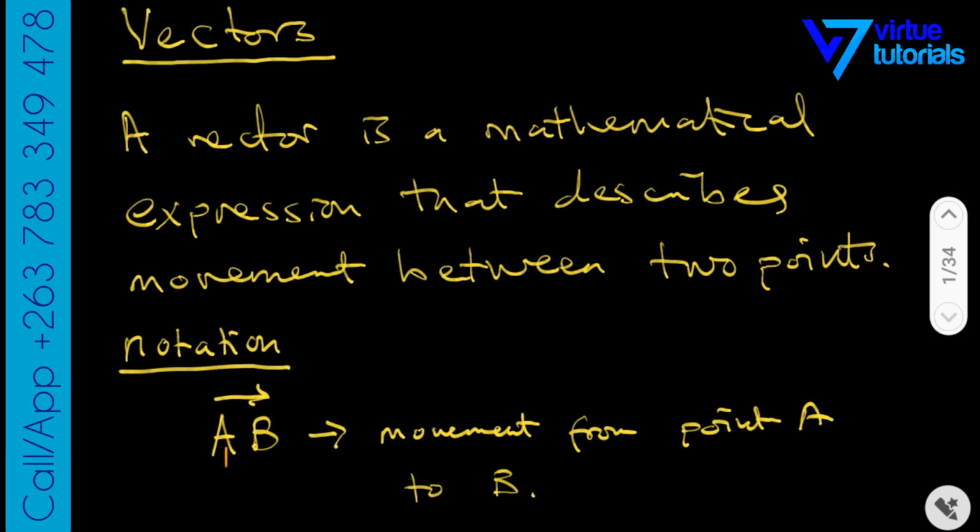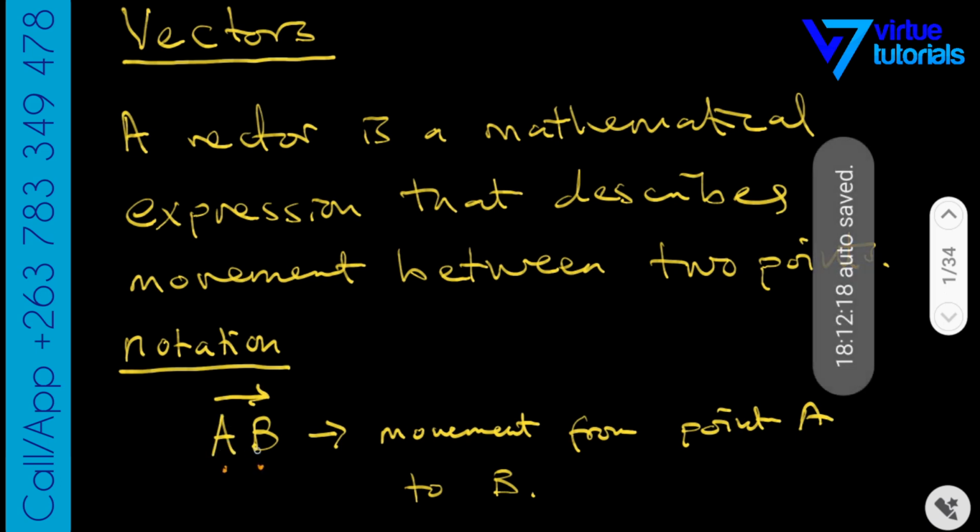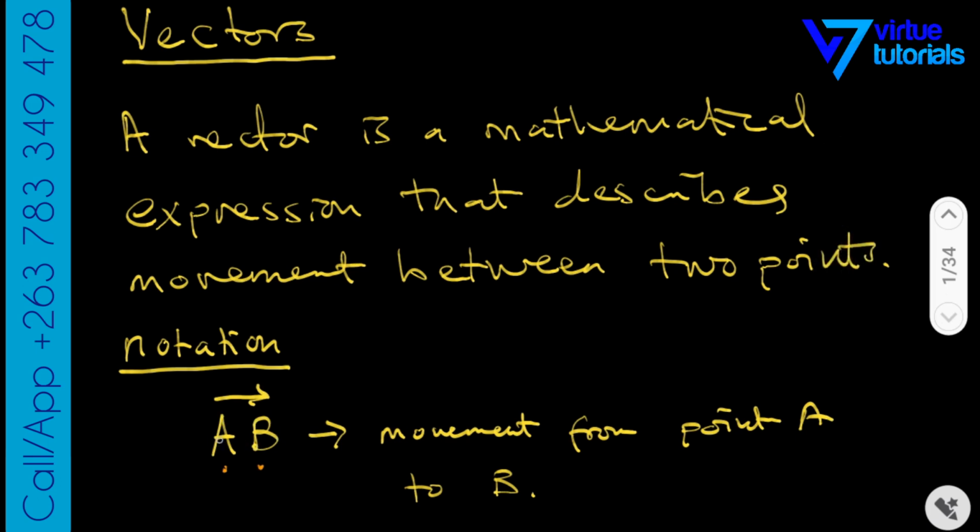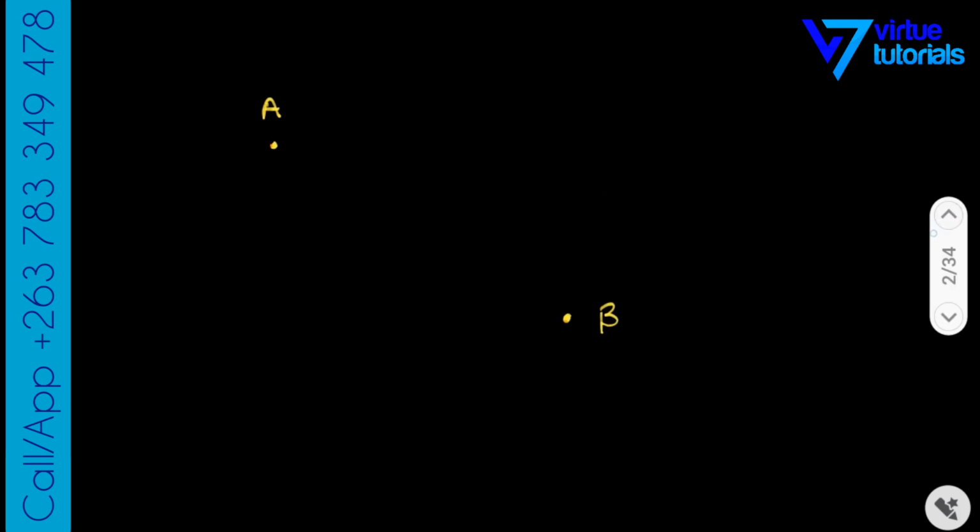Now, this is how you denote a vector. If your first point is A and you're moving to B, you write A, B and draw an arrow. The arrow shows movement from A to B. So this is how you denote a vector. So vector AB describes the movement from point A to point B. If you're at point A and point B, you're trying to figure out, hey, how do I move? How do I get there? How do I use numbers to describe this movement there?